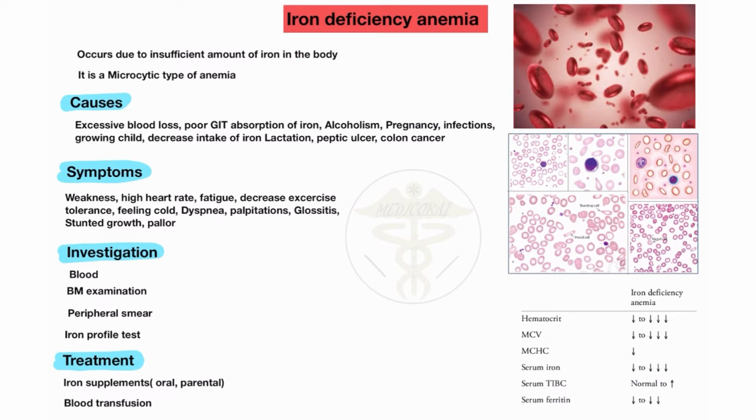Okay, this is the microcytic type of anemia, because the size of RBC decreases in the patient of iron deficiency anemia. So it is called the microcytic type of anemia.